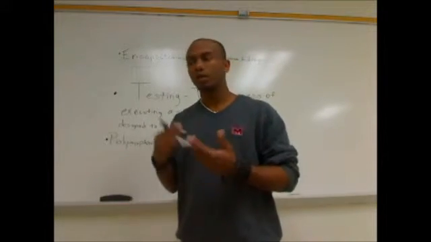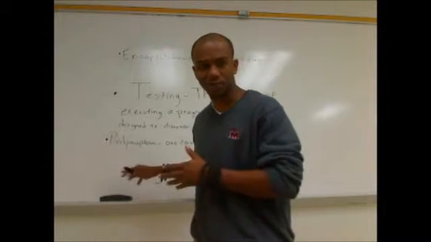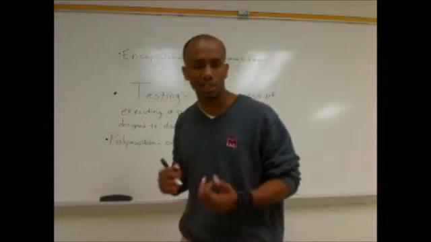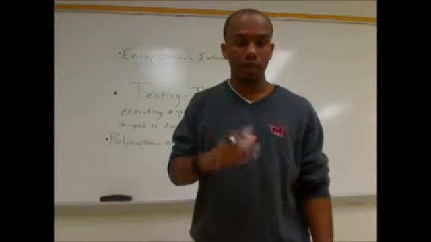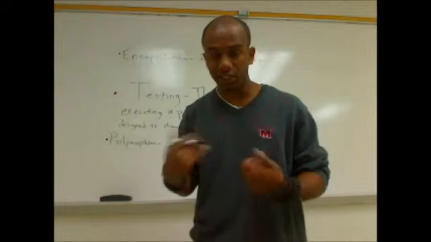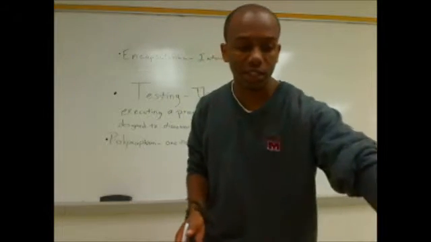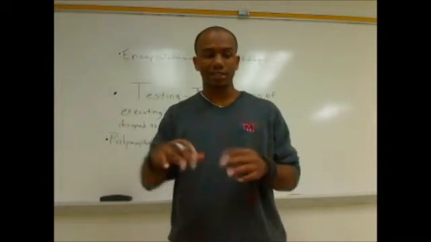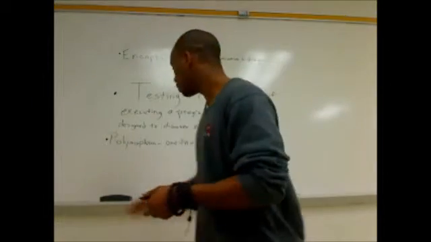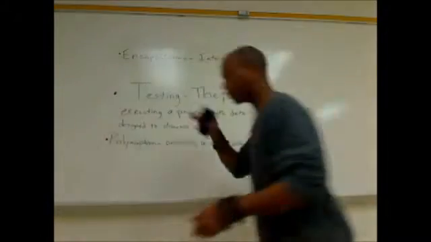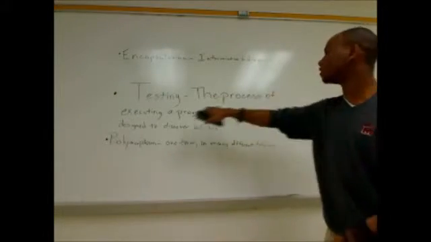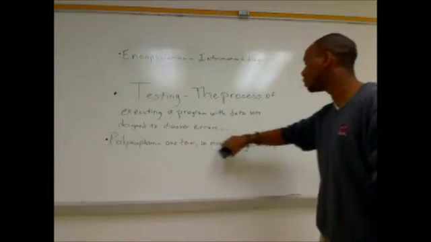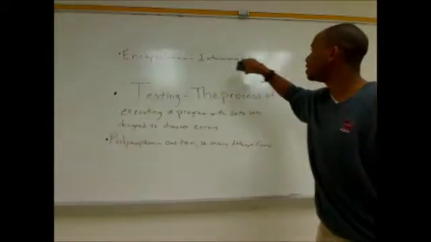So polymorphism, think Mystique from X-Men, and encapsulation, think a double agent, a rogue agent who plays both sides of the field. Now another one I'm going to put on the board is inheritance. And just like it sounds, inheritance is basically you have a superclass. With the superclass is the main function. I'll put it on the board for you. Testing, the process of executing a program with data sets designed to discover errors, and then polymorphism, one term in many different forms, and then encapsulation, information hiding.